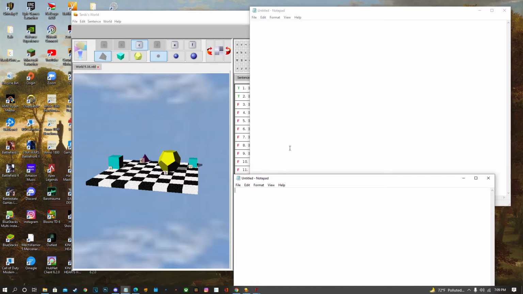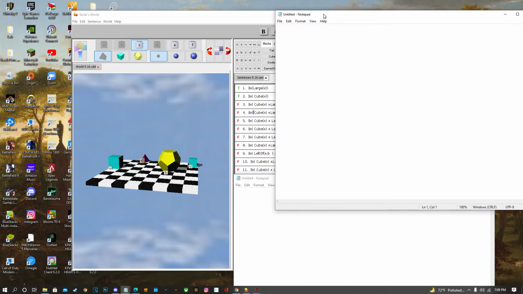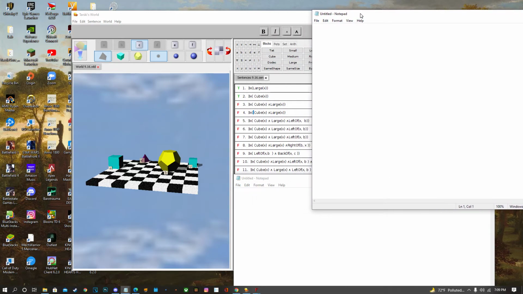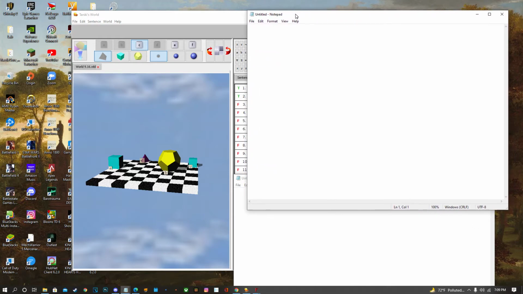Number 11, some large cube is to the left of B and in back of C. Some large cube. So remember, you could think of some as there's at least one, or there exists some object as x, and so on. So some large cube is to the left of B and in back of C. So there exists x such that x is large, x is a cube, and then you add the other two conjuncts. X is a cube, x is large, x is left of B, and x is in back of C.